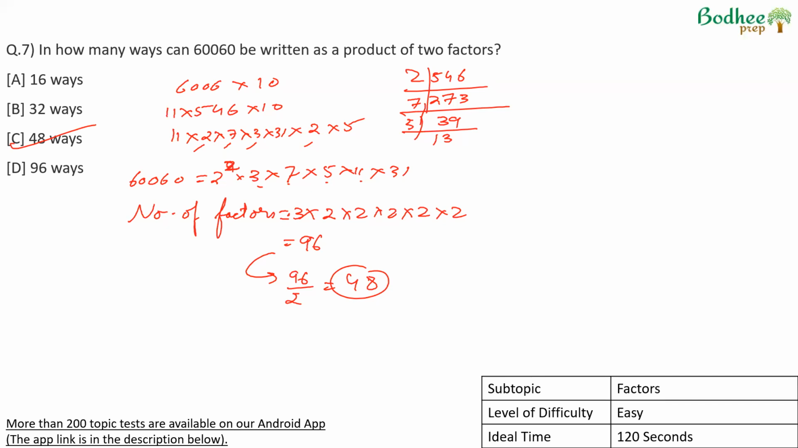I think this is an easy question. All we have to do is count the number of factors and divide by 2. Standard procedure, and therefore I'm saying easy. Because the number is a little larger, 60060, the calculation time might go up to 2 minutes. The rest, I think, are doable questions.